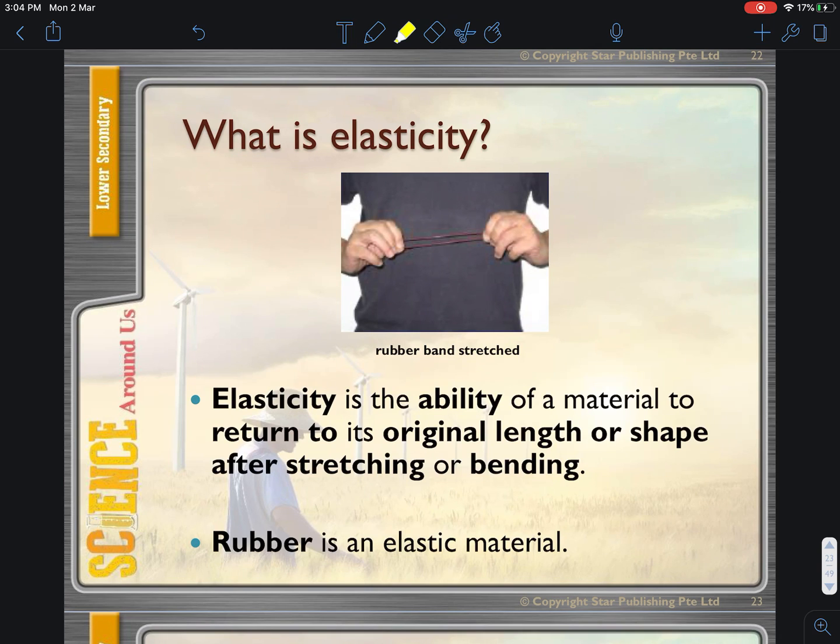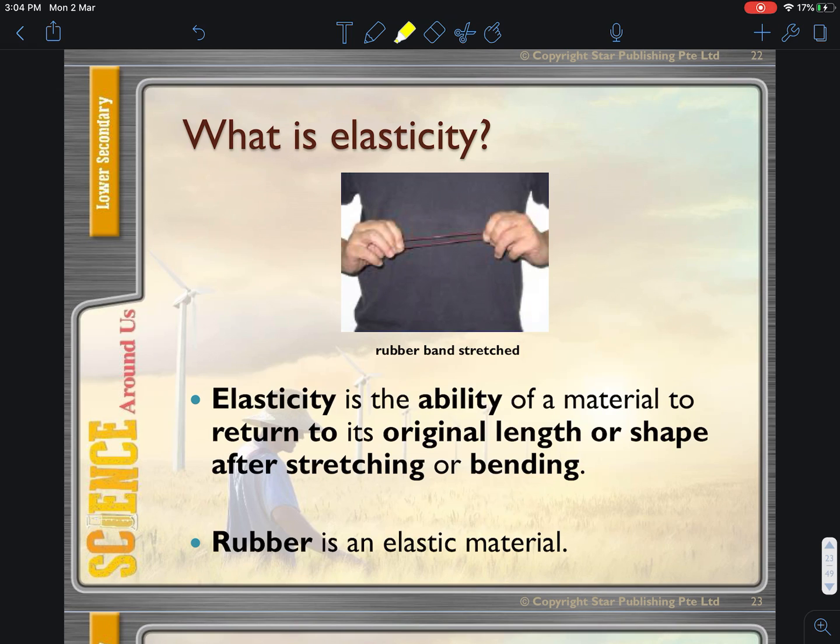Elasticity is the ability of a material to return to its original length or shape after stretching or bending. Do take note that this means that when you pull it, it should be able to retain close to its shape without breaking. For example, a rubber band. When you pull, it is able to return back to its original length.